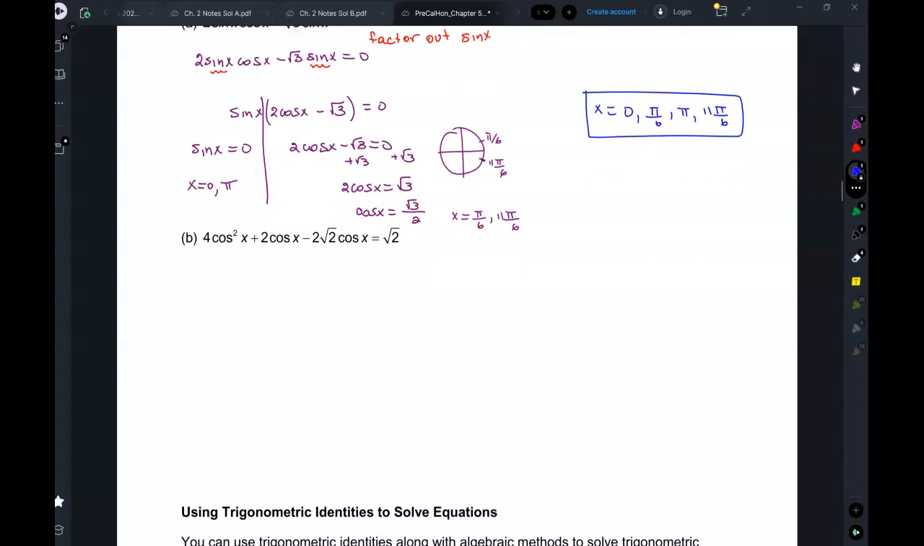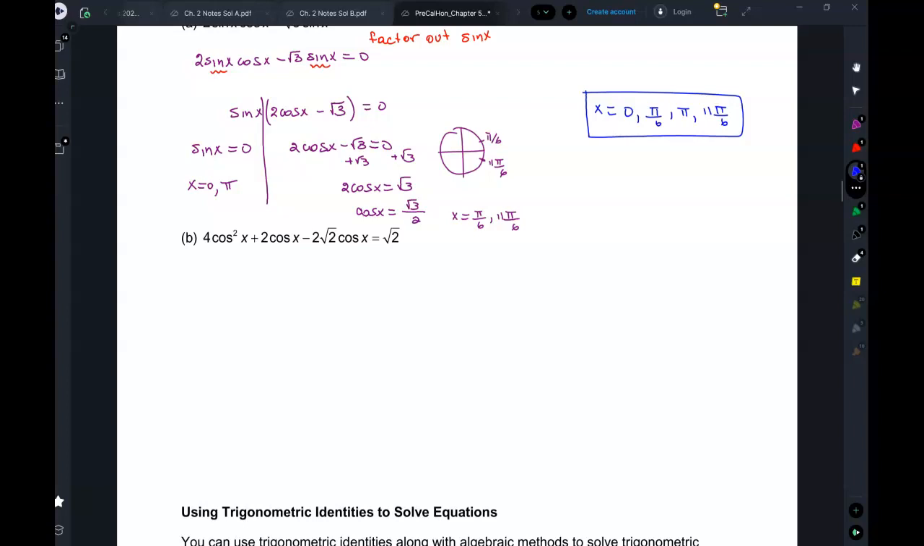Do you see why starting last year, I was always like, you gotta know the unit circle? If you're drawing the unit circle every single time, it's just wasting a lot of time. So you gotta visualize.